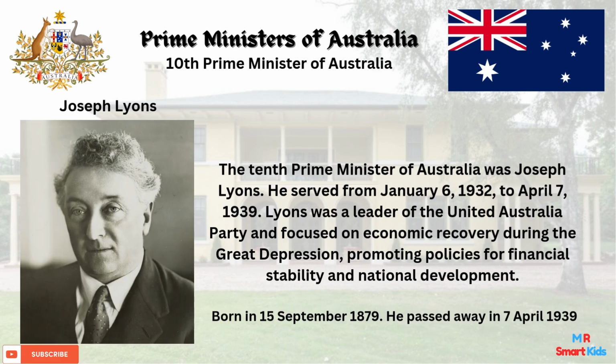The 10th Prime Minister of Australia was Joseph Lyons. He served from January 6, 1932, to April 7, 1939. Lyons was a leader of the United Australia Party and focused on economic recovery during the Great Depression, promoting policies for financial stability and national development. He was born on September 15, 1879. He passed away on April 7, 1939.